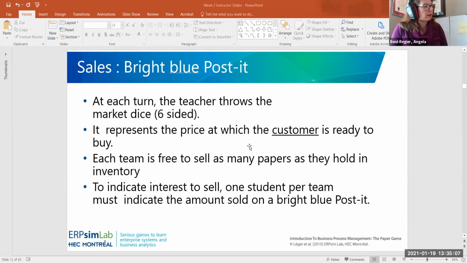So that's how much we're selling. And we call this a sales order. Our customer is ordering 6 pieces from us, and we're able to sell as many papers as we have on hand. Okay, so that's the first step, our bright blue Post-it note.